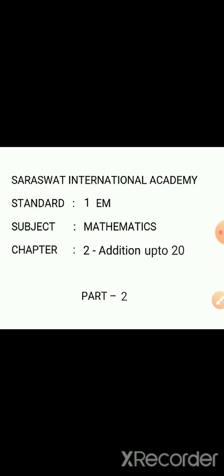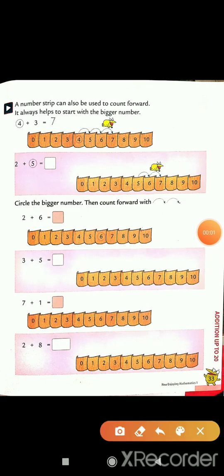I am teaching mathematics of standard first, chapter number 2, addition up to 20, part 2. Students, in the earlier part, we studied counting forward to add. We can also use a number strip to count forward. So, let us start with a number strip. A number strip can also be used to count forward.